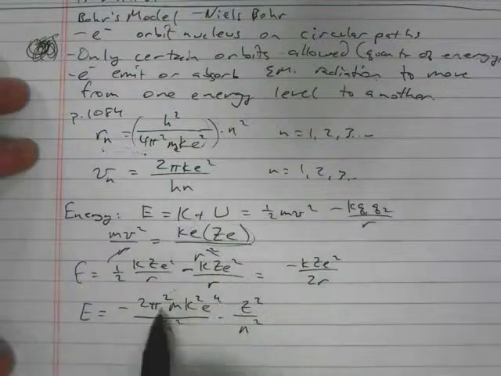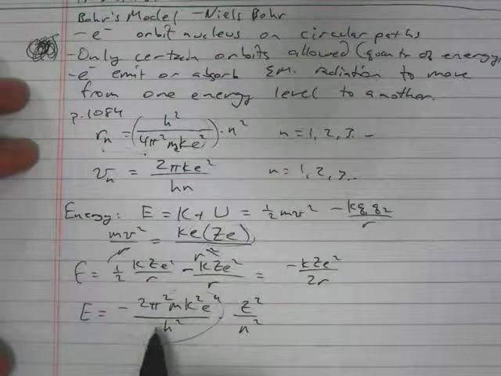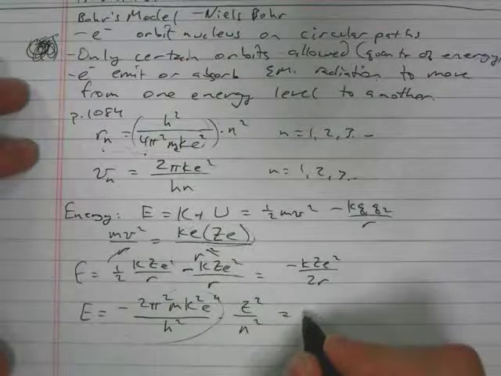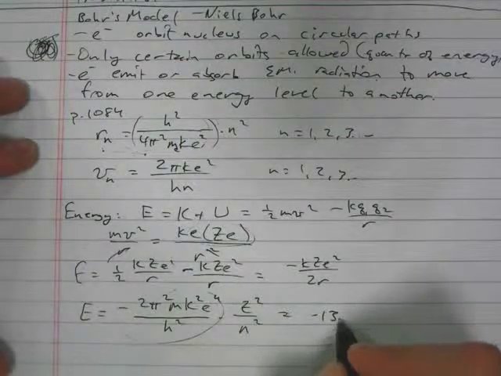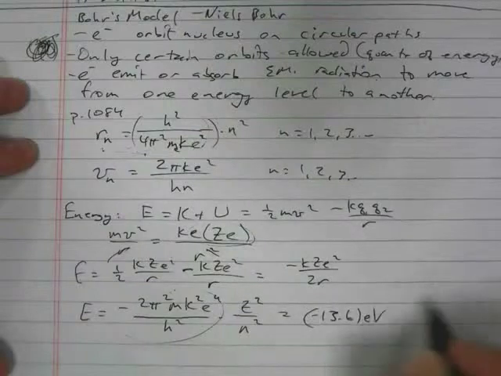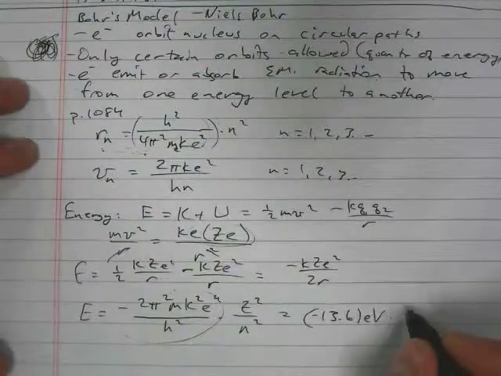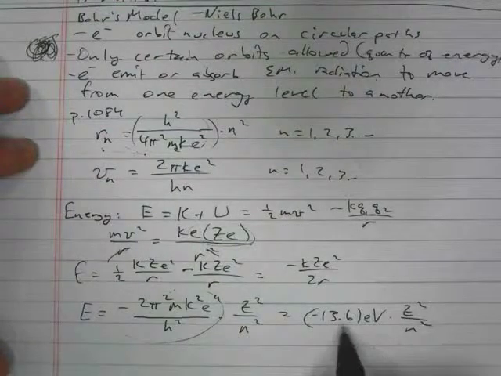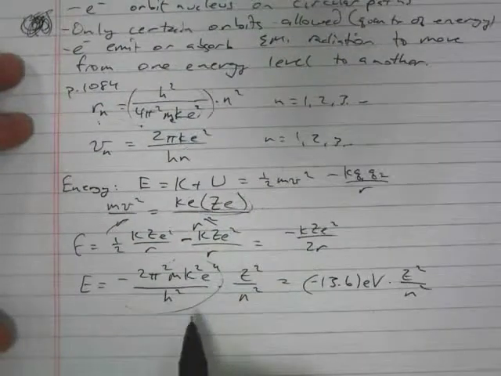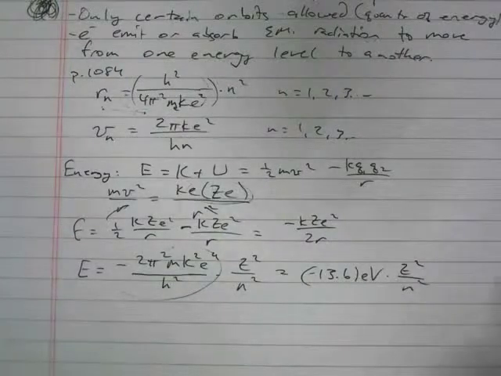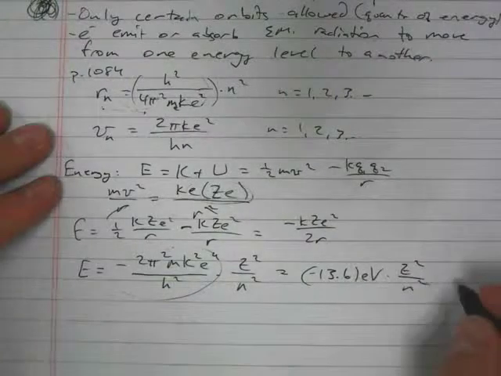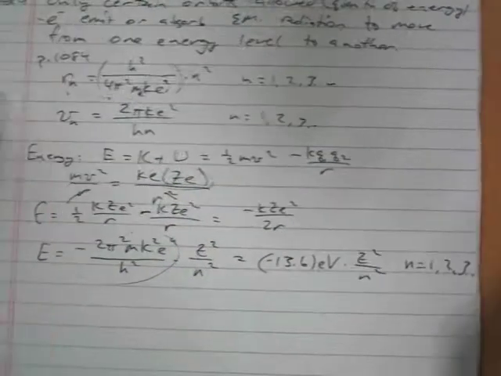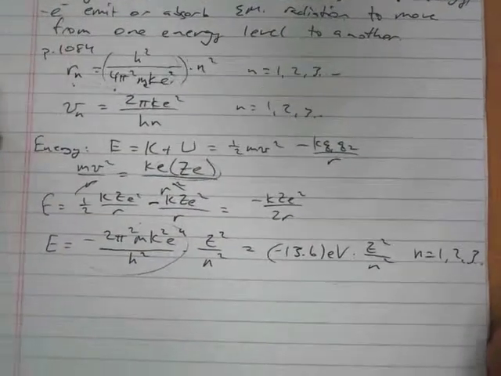I pull this out separately because this is all just a constant, and when you multiply it out, it comes out to minus 13.6 electron volts times Z squared over n squared, which is pretty simple, even though this looks kind of nasty. You just take 13.6 times the atomic number squared over the number of the radius number, I guess you could call it.